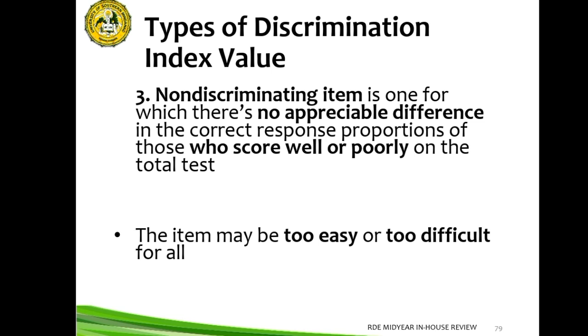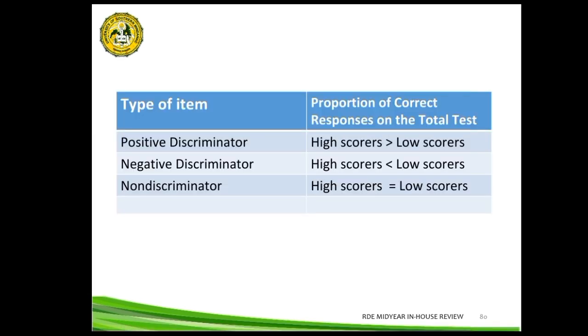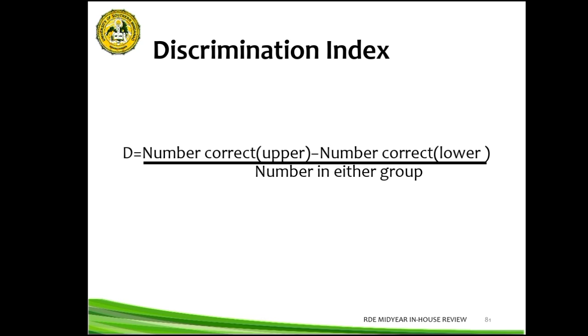A non-discriminating item is a test question where students with high scores and students with low scores perform about the same. Either both groups get it right or both groups get it wrong. In short, the question fails to discriminate or differentiate between high and low performing students. So here's the formula for solving discrimination index. D is equal to the number of correct from the upper group minus the number of correct from the lower group, over the number in either group, either the upper group or the lower group.